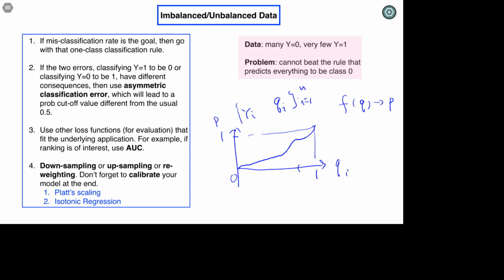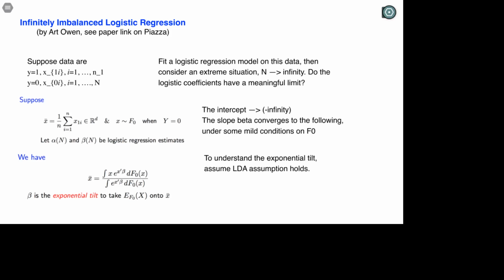Now, why I feel the sampling is not really justified theoretically: sometimes we just use logistic regression on really unbalanced data, and the results are still meaningful. So here's one paper from Professor Owen at Stanford. I attached the paper link and his talk on Piazza. In his paper, he considers the following scenario. We have data from 2 classes: y equal to 1, where we have n_1 observations, and y equal to 0, where we have capital N observations. We're going to consider the extremely imbalanced scenario, meaning uppercase N is much, much bigger than lowercase n_1. In the extreme case, big N is infinity. So we already know the data generating process for this class 0 group.